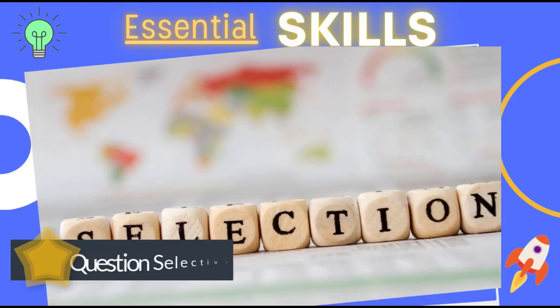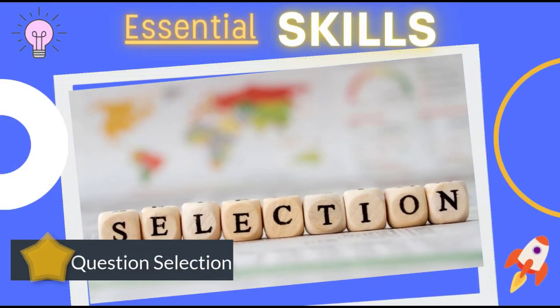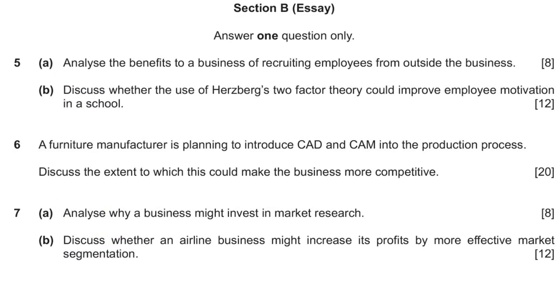So, let's get into it. In section B, paper 1, you've got a choice of 3 possible questions. Options 5 and 7 will be split into 2: part A with the command word analyze and part B with the command word discuss. Option 6 is a 20-mark essay question. Take your time, analyze all options 5, 6 and 7 and both parts of 5 and 7, A and B.